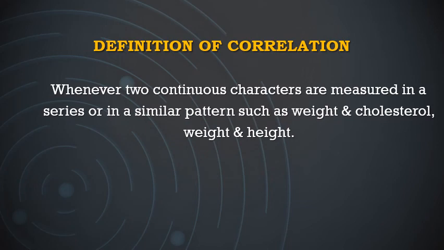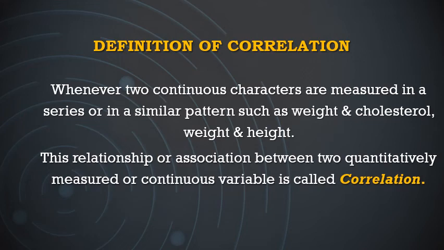So the definition of correlation: whenever two continuous characters are measured in a series or in a similar pattern, such as weight and cholesterol, or weight and height, this relationship or association between two quantitative measured or continuous variables is a correlation. It means that because of weight increase there will be an increase of cholesterol. Fine. So there is a correlation between two things. That relationship and association we are seeing by the correlation.